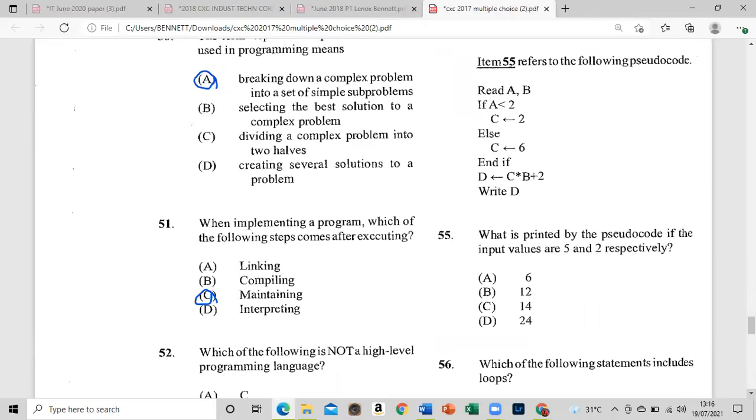Item 55, refer to the following pseudocode. Read A, comma B. If A is greater than 2, C, blah, blah, blah, else C, blah, blah, 6, and print D. What is printed by the pseudocode if the input values are 5 and 2 respectively?